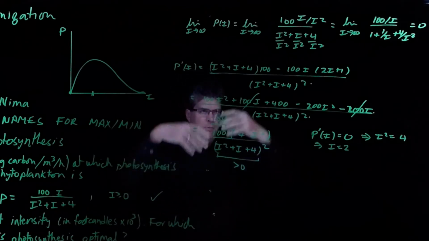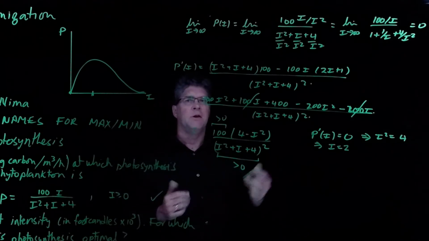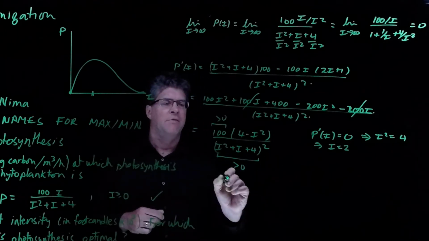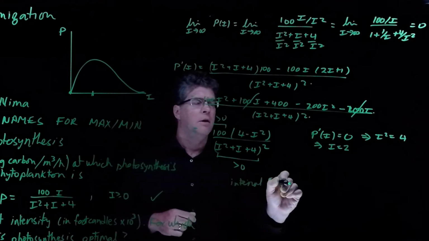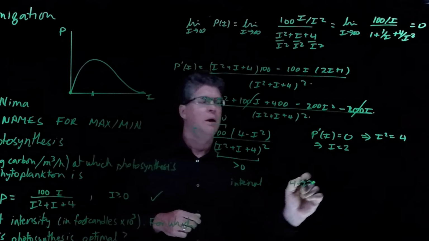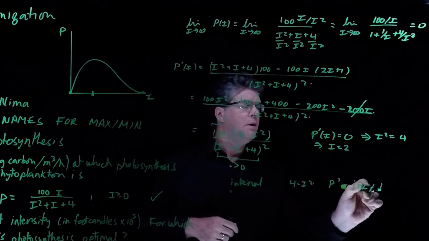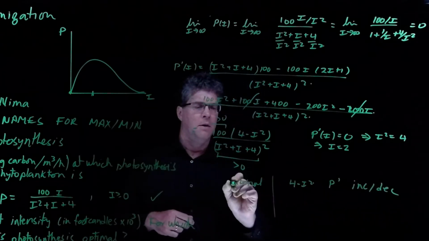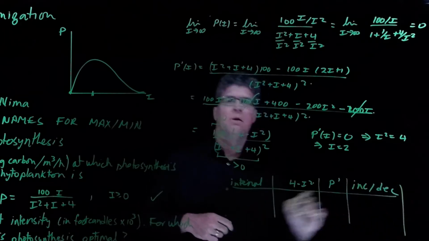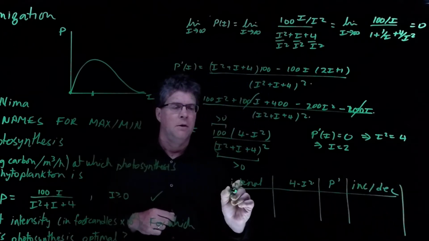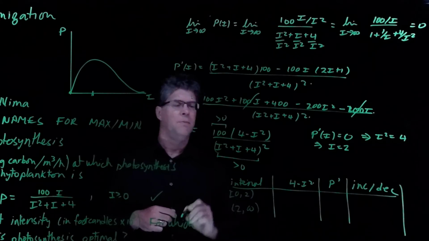So let's now look at the sign of P prime to see if the function is increasing or decreasing. And so we'll have the interval here, and we'll have 4 minus I squared, and then we'll have P prime, and then increasing or decreasing. And remember, we start at I equal to 0, and so we go from 0 to 2, and then we go from 2 to infinity.